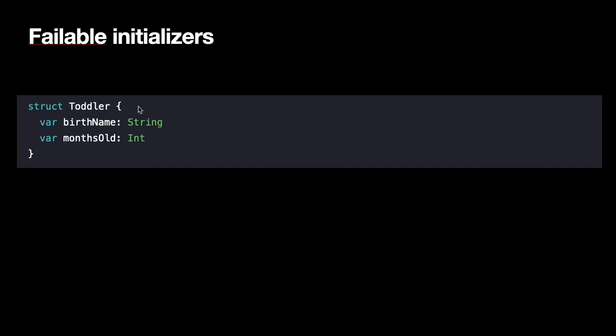Here we have a Toddler class, and our memberwise initializer, by default, we'd pass it the birth name, which is a string, and we'd pass it months old, which is an integer. But what if we wanted to create a toddler, or attempted to create a toddler where we passed it months old 144? Well, that person would be 12 years old. That's not a toddler. So we would want an initializer that would reject that and return nil in that case.